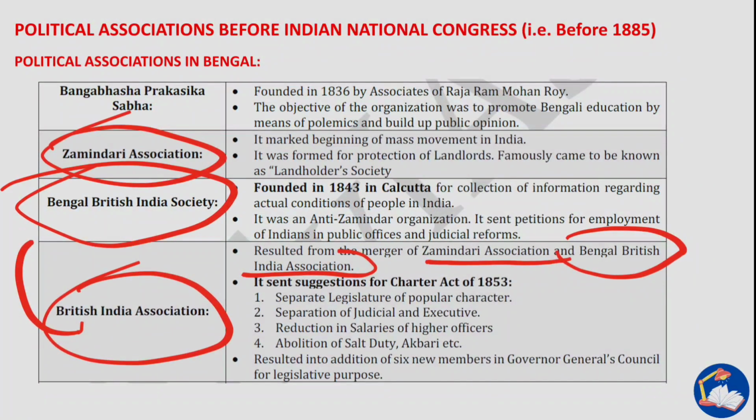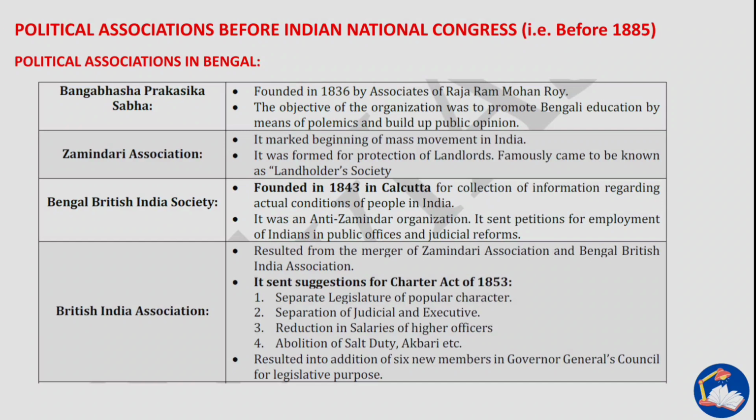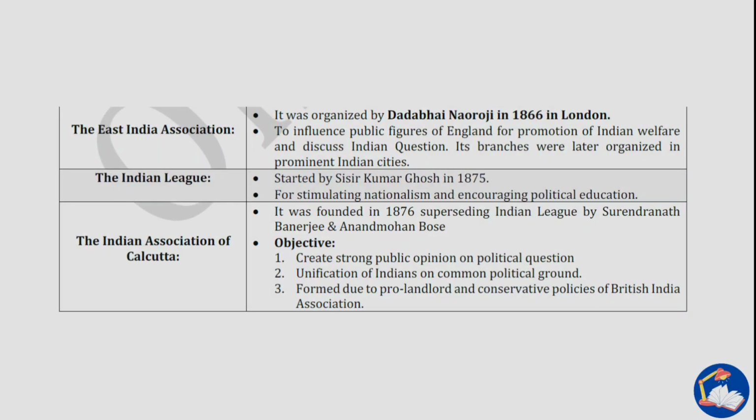So what happened? For the Charter Act of 1853, they sent suggestions. So what were the suggestions? That there should be a separate legislature of popular character, then separation of judicial and executive, and reduction in salaries of higher officers, then abolition of sati duty, Akbari. So this resulted in the addition of 6 new members in the Governor General's Council for legislative purpose. Their efforts led to the introduction of 6 new members into the Legislative Council of the Governor.